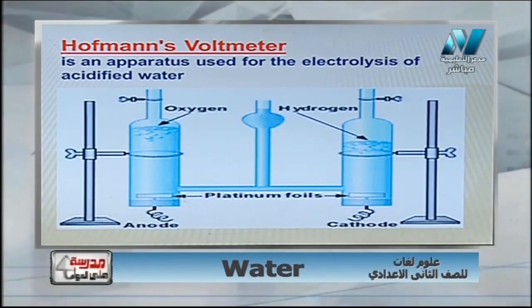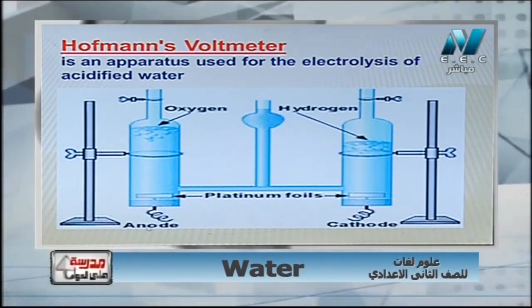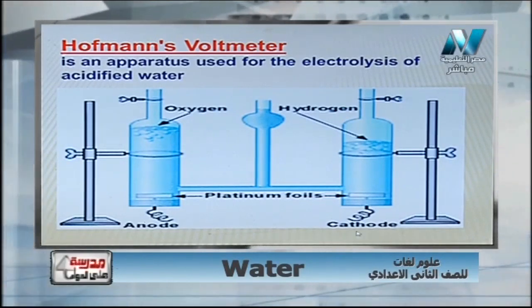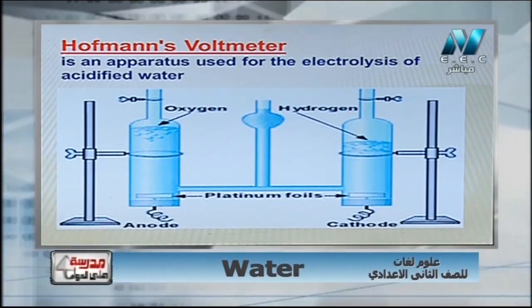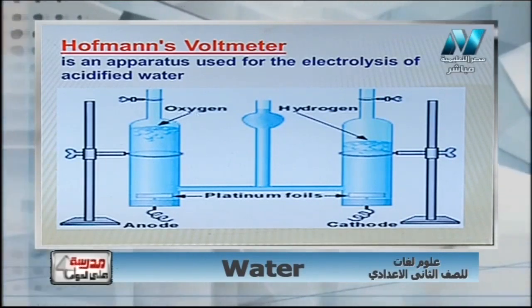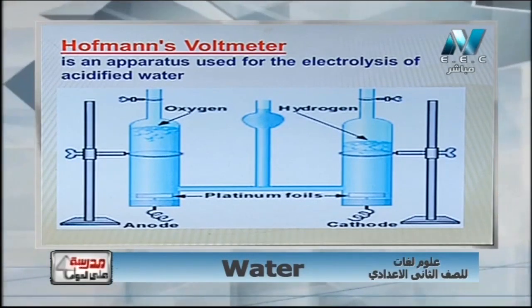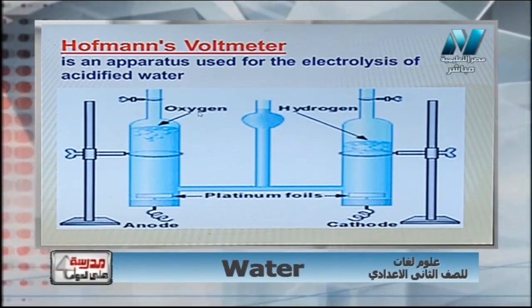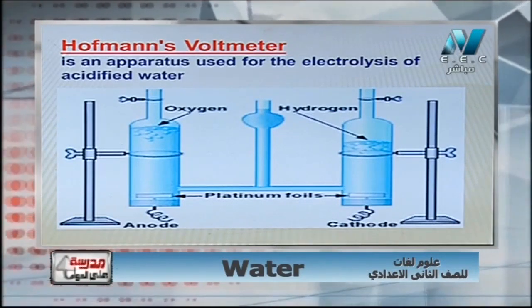Now we are going to see this instrument. This is the anode, and we said that the anode is the positive pole. The other side is the cathode, the negative pole. What gas collects on the anode? Oxygen gas. The anode is the positive pole. Why? Because oxygen is negative, so it collects on the opposite side, the positive pole.